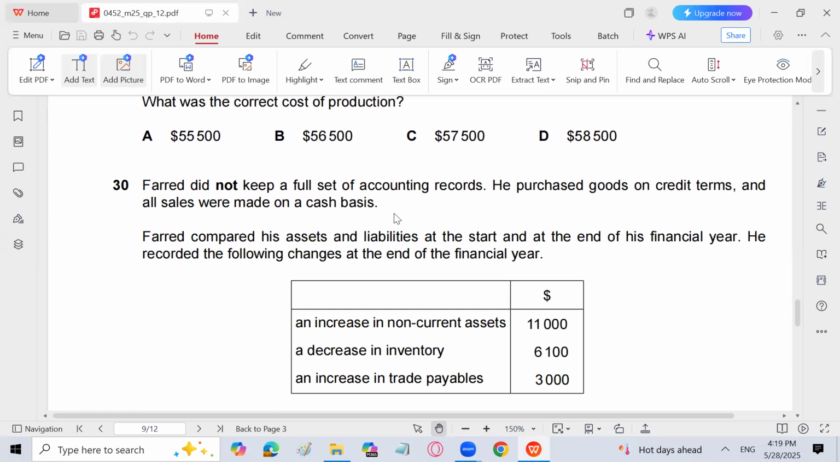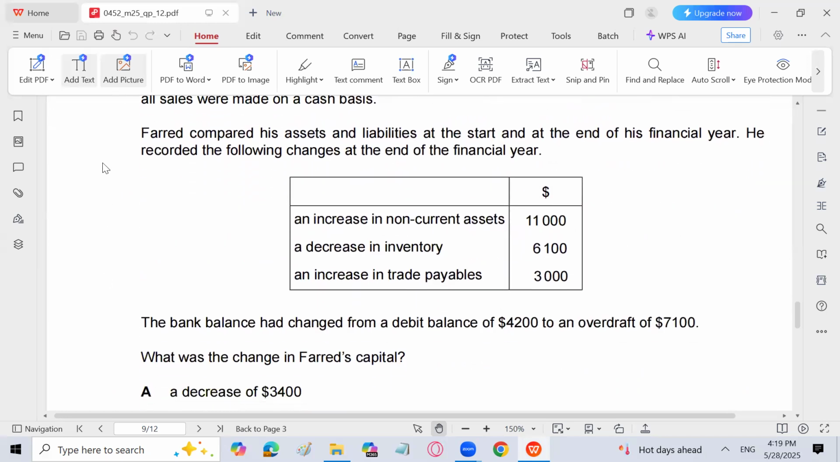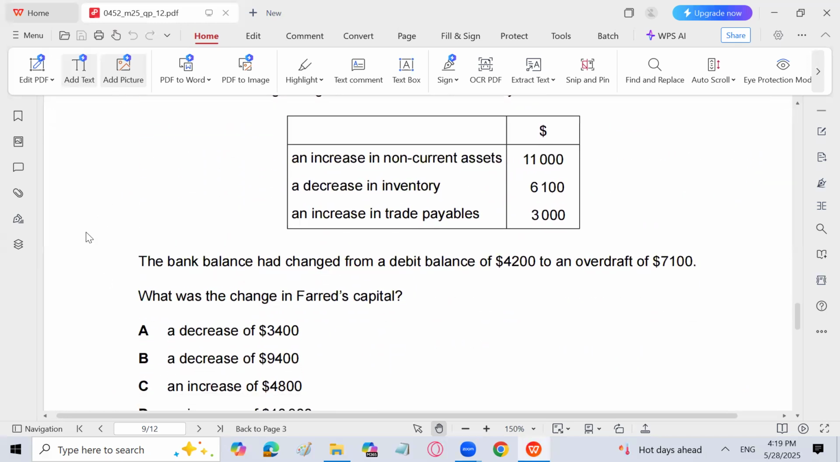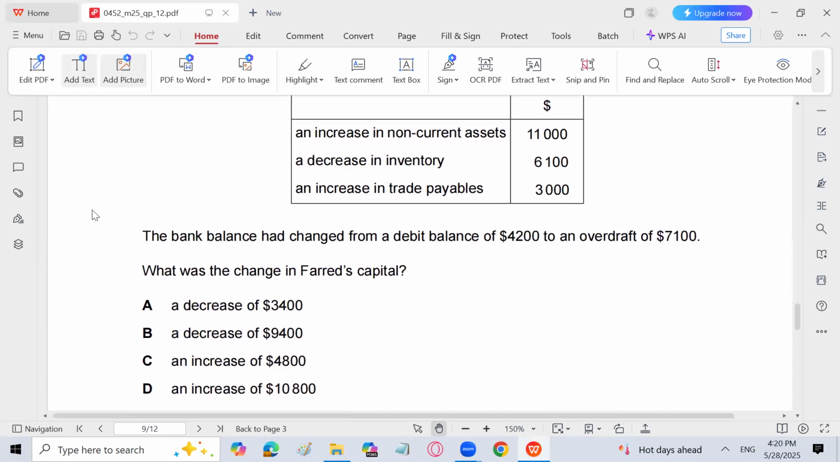Fareed did not keep a full set of accounting records. He purchased goods on credit terms, and all sales are made on cash basis. Fareed compared his assets and liabilities at start and at the end of the financial year. He recorded the following changes at the end of the financial year: an increase in non-current assets, a decrease in inventory, an increase in trade payable, and the bank balance had changed from a debit balance of 4,200 to an overdraft of 7,100. So what was the change in Fareed's capital?